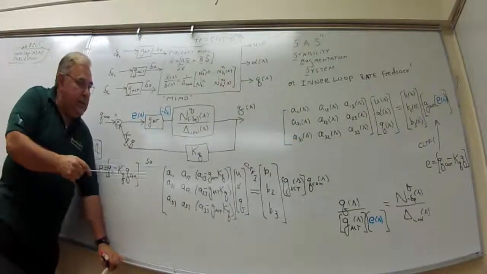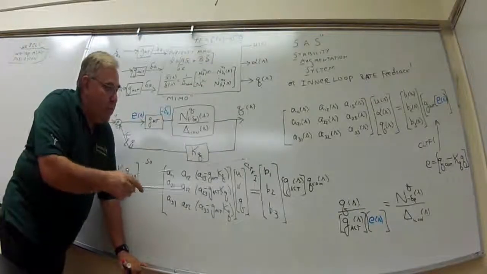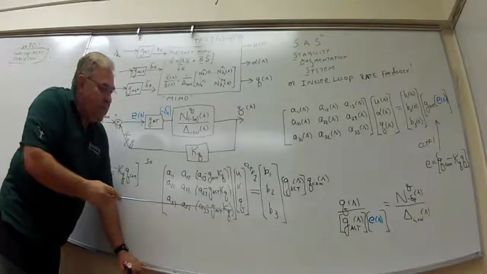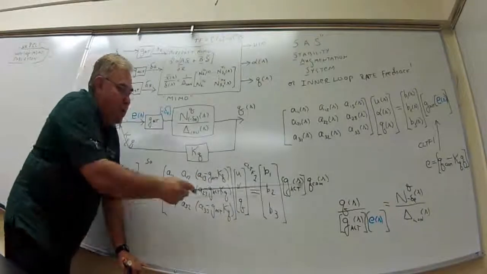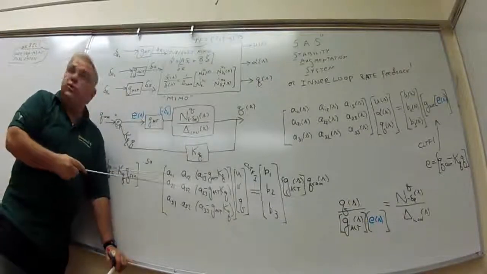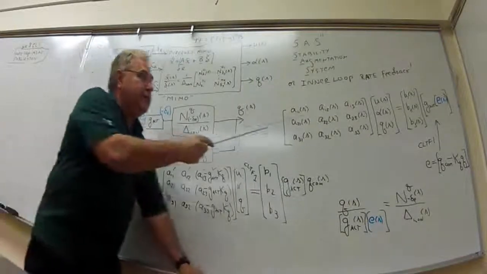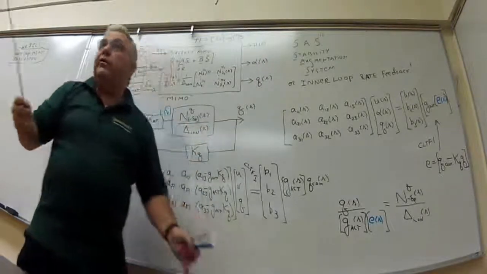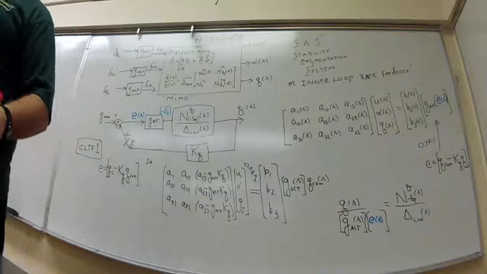But look at the solution for the numerator for Q to QCOM. How do I get the solution from Q to QCOM? I take the determinant of this, right? Do you see that the determinant of the closed loop is going to be different than the determinant of this? So I have new closed loop roots. Those roots will be stable now.